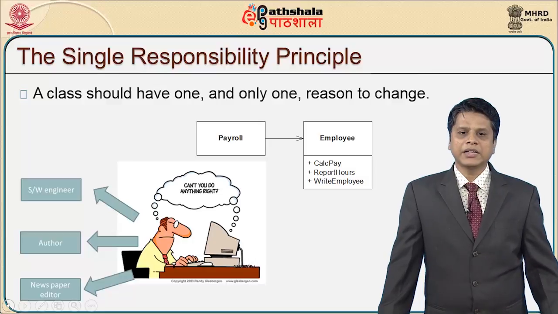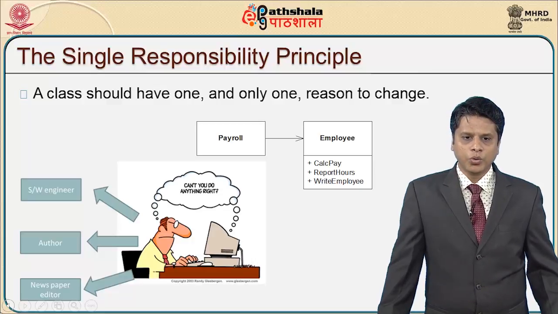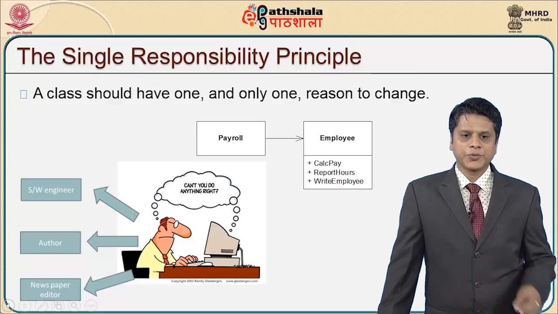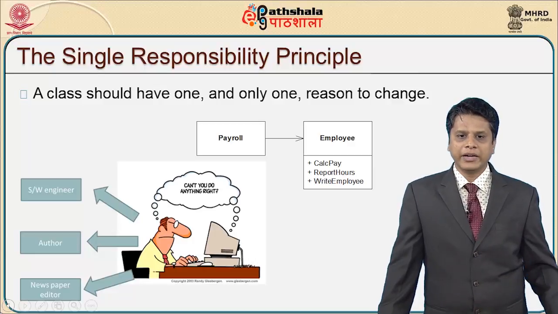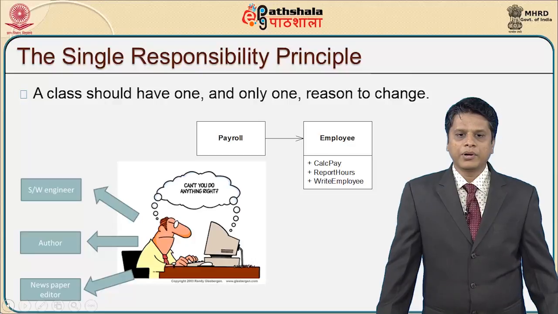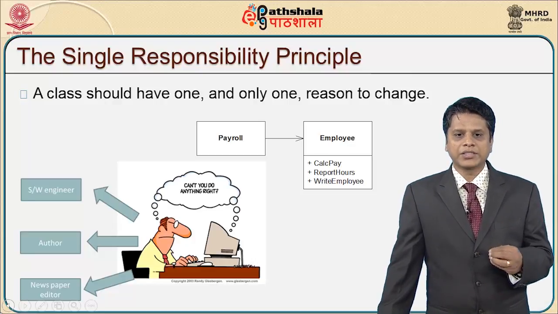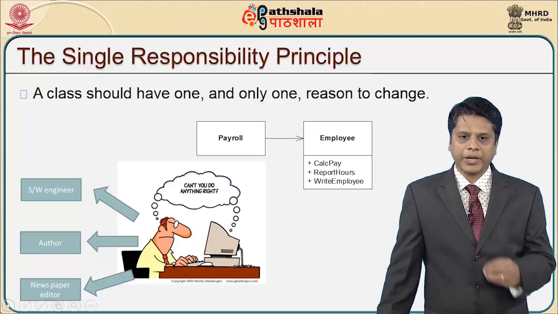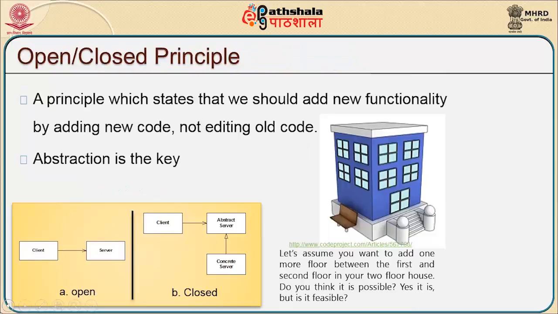So single responsibility principle says a class should have one and only one reason to change. Say for example, "Can't you do anything right?" This question is being posed to a software engineer or an author or a newspaper editor, and anything that one needs to get right is checked with an employee. Say calculate pay, report hours, writing employee on a payroll scheme.